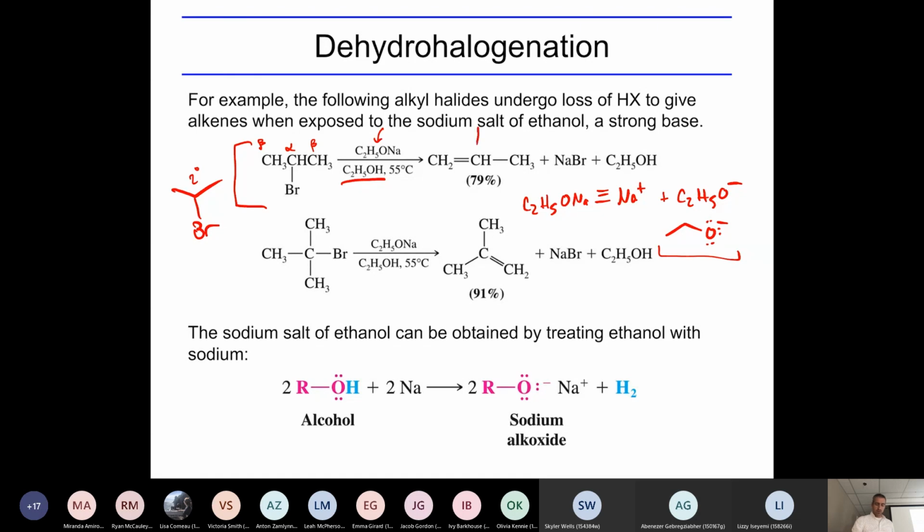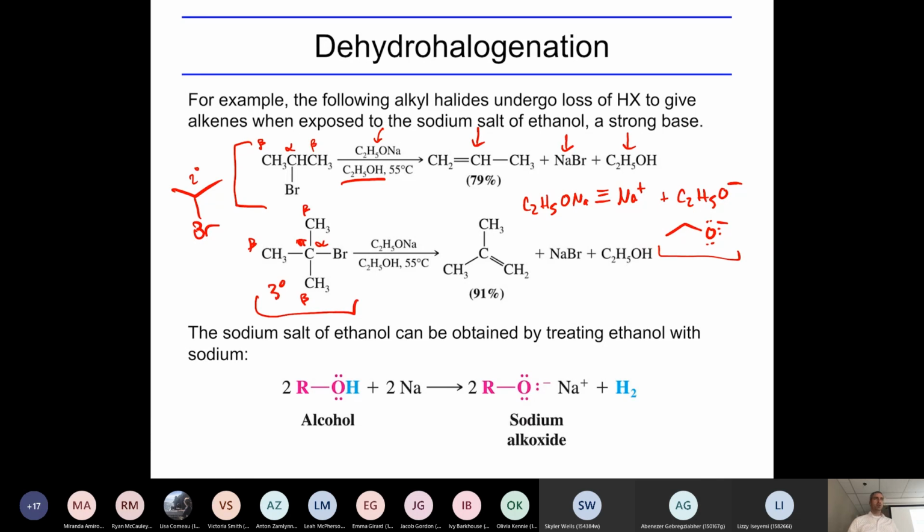You get an alkene, sodium bromide, and ethanol comes back. We get something else happening here. Not substitution at all, even though we just spent a long time talking about substitution. Here's another example. What kind of alkyl halide is that one? Yeah, that's tertiary. That's alpha, beta, beta, beta. So this is tertiary. This will do the same thing.